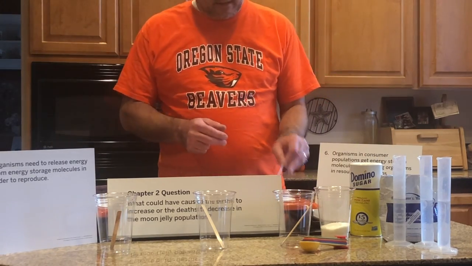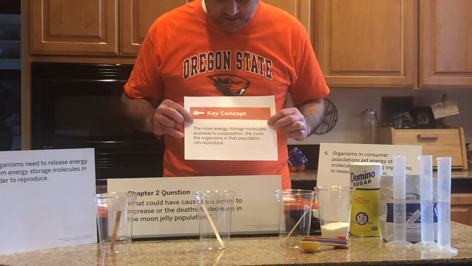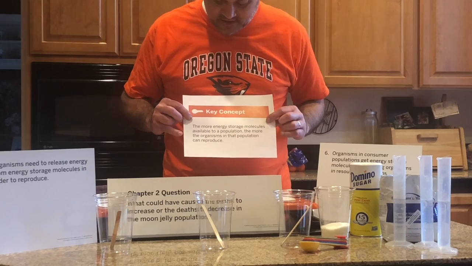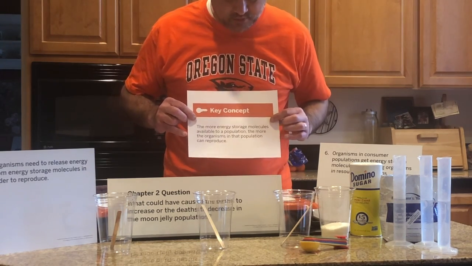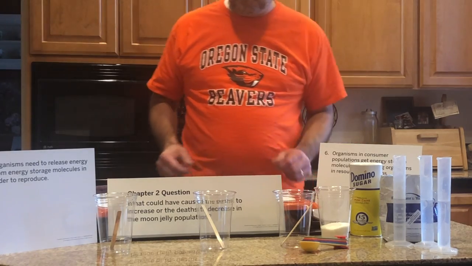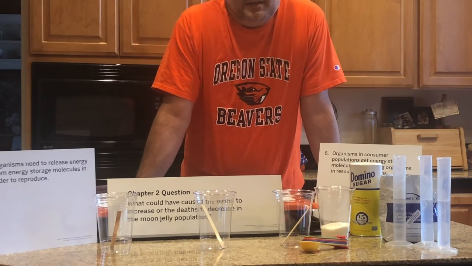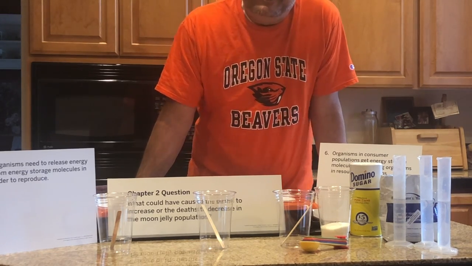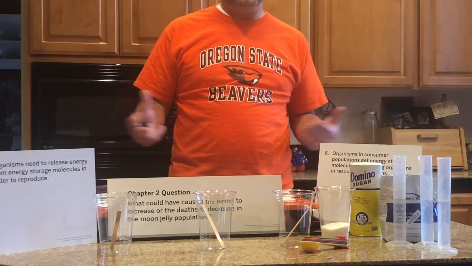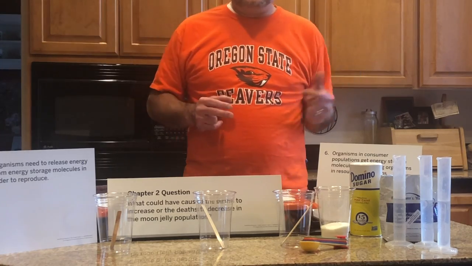Now, the key concept is the more energy storage molecules available to a population, the more the organisms in that population can reproduce. So, based on what we've read, what do organisms need to reproduce? Energy. Okay, we talked a lot about energy flow in our last unit. Energy comes, energy goes, phase change.